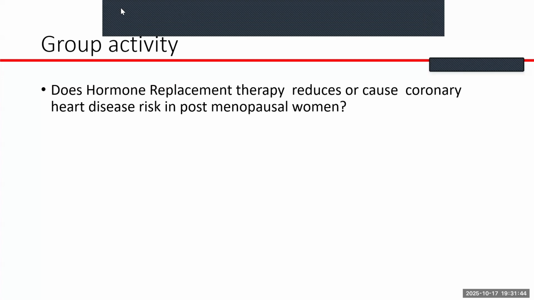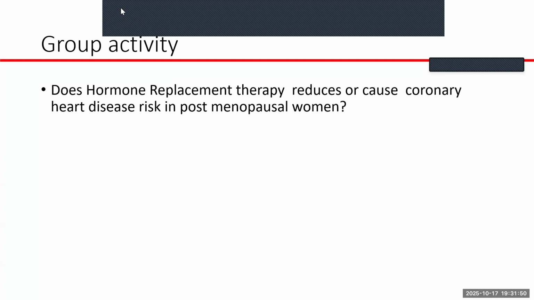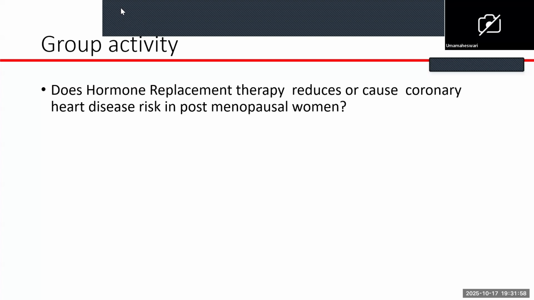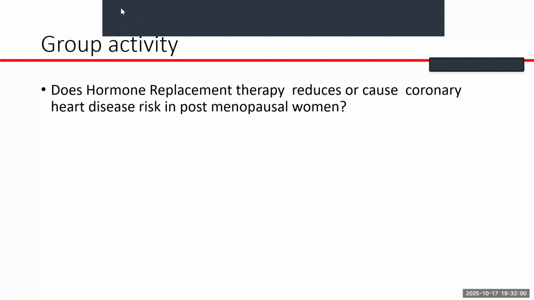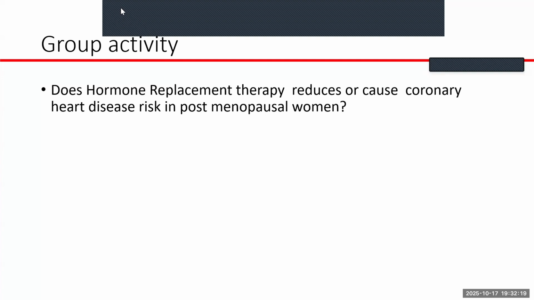Yes, ma'am. Which study? You want a study design? Does hormone replacement therapy reduce or cause coronary heart disease risk in postmenopausal women? So when I'm choosing a cross-sectional study, ma'am, I'll be going PICOT. So my population will be postmenopausal women. This is my research idea. I'm not asking you to frame a research question. If you want to do a cross-sectional study, how will you do it? Simple thing. So I'll be choosing the postmenopausal women.